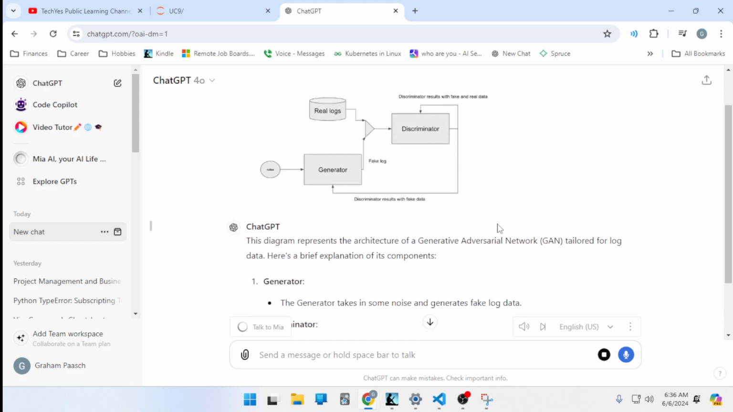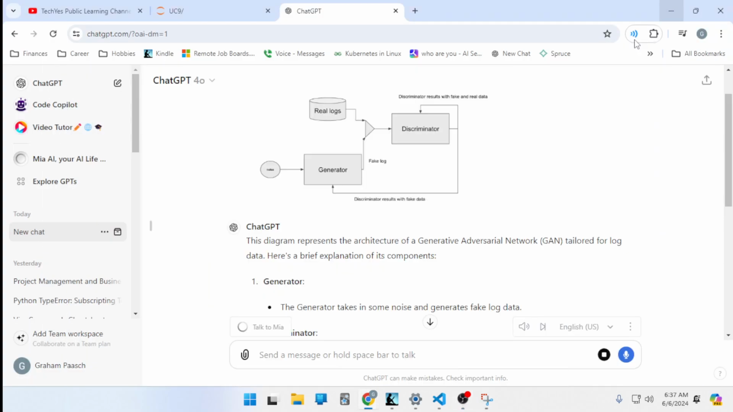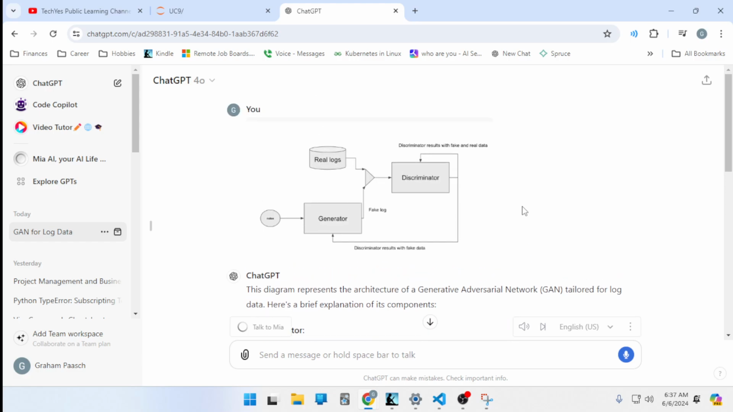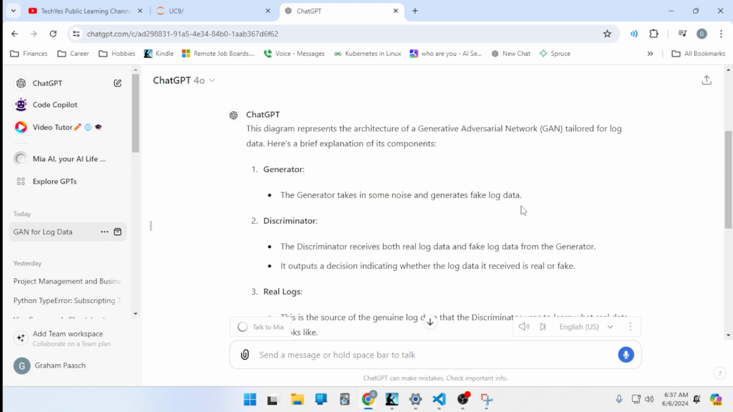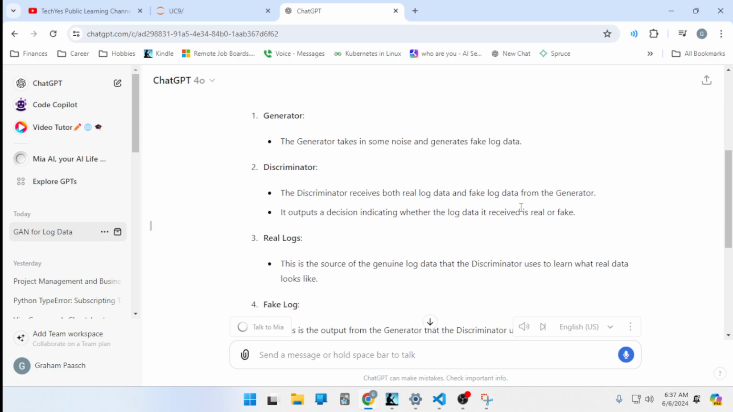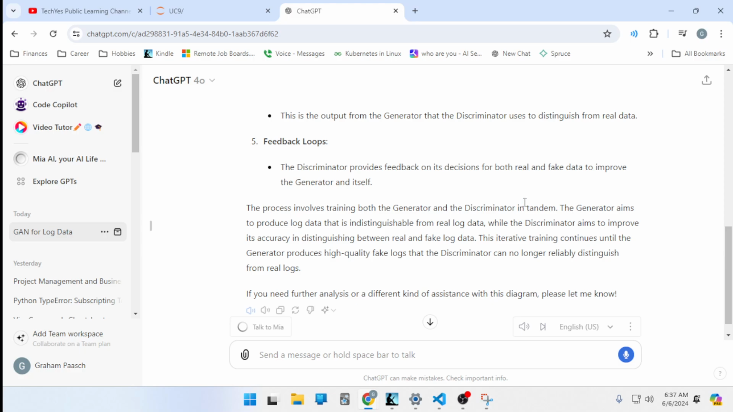This diagram represents the architecture of a generative adversarial network, GAN, tailored for log data. Here's a brief explanation of its components. Generator. The generator takes in some noise and generates fake log data. Discriminator. The discriminator receives both real log data and fake log data from the generator. It outputs a decision indicating whether the log data it received is real or fake. Real logs. This is the source of the genuine log data that the discriminator uses to learn what real data looks like. Fake log. This is the output from the generator that the discriminator uses to distinguish from real data.